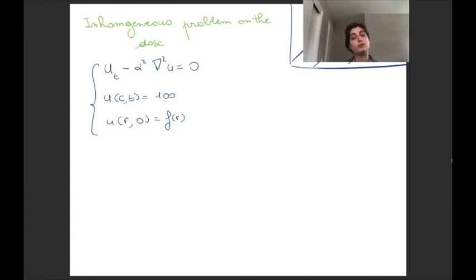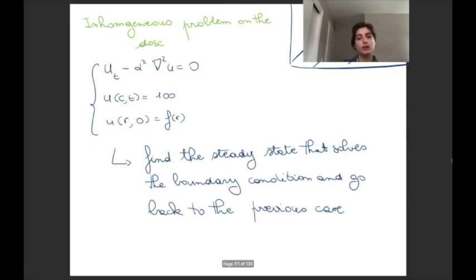If we want to solve an inhomogeneous problem on the disk, we still want it to be radially symmetric, so we want u at the boundary of the disk, for r equal to c and for every theta, being equal to something, for example 100. Then what we will do is find a steady state solution that solves the boundary condition, and then go back to the previous case in which we have changed the initial condition based on the steady state.